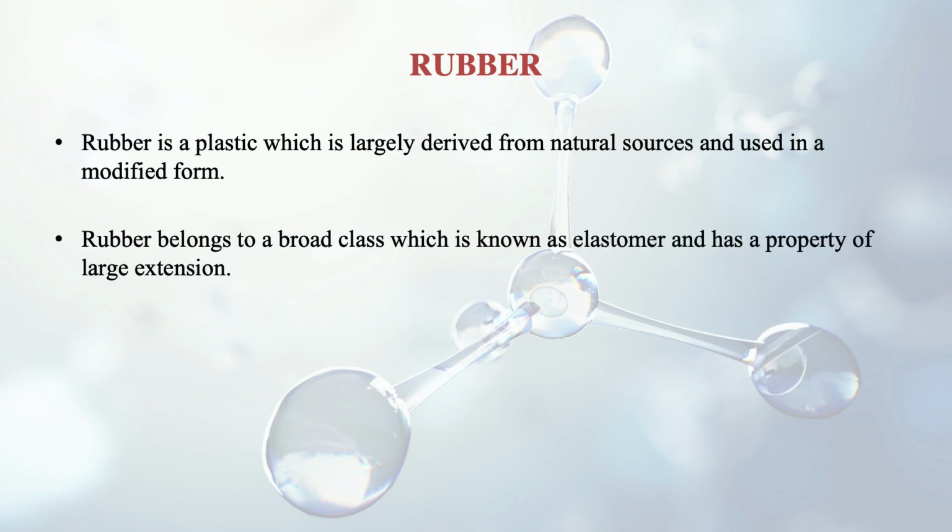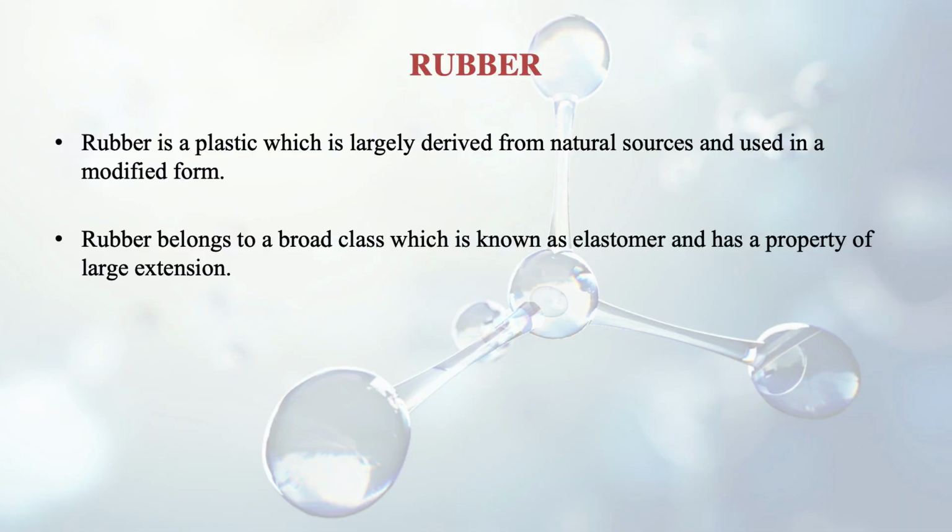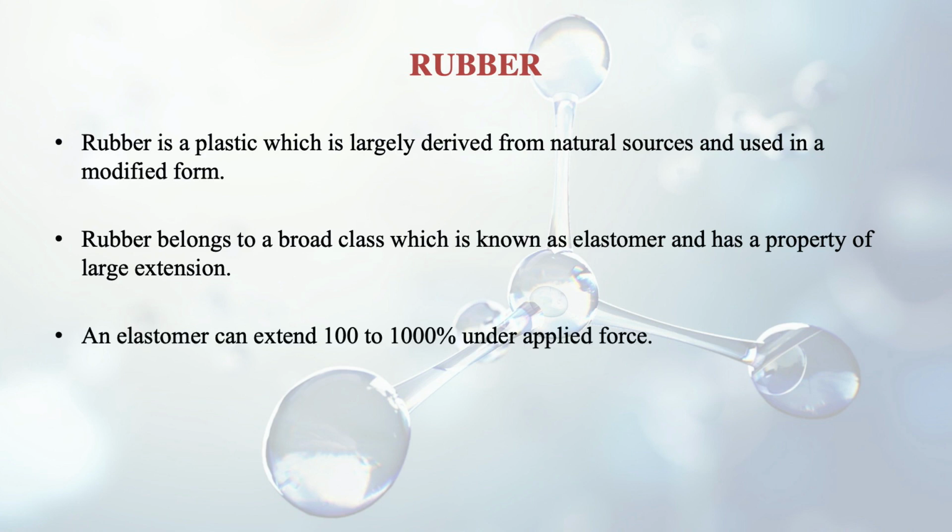Rubber belongs to a broad class of materials known as elastomers. So what is an elastomer? An elastomer has both the viscous property as well as the property of elasticity. So it is viscoelastic, and at the same time the intermolecular forces between the molecules in these elastomers are very low, so they have greater flexibility also. That's why they have the property of large extension. An elastomer can extend 100 to 1000% under the applied force.